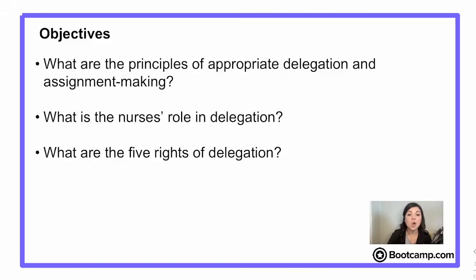Okay, so today we are going to be talking about the principles of appropriate delegation and assignment making. We're going to briefly review what the nurse's role is in delegation, and then we're going to talk about the 5 rights of delegation, which is a wonderful resource to help guide you when you're trying to navigate these delegation questions.